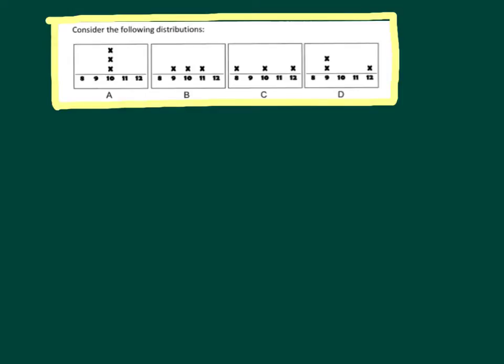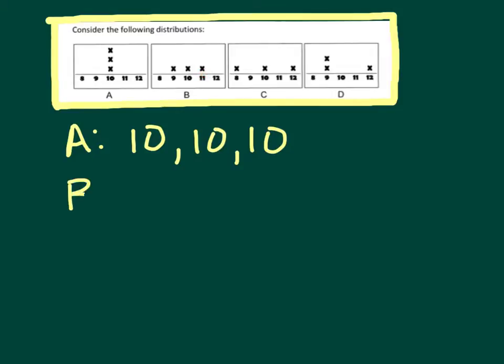So if we take a look, the first data set is pretty boring. All the data values are 10, and there's 1, 2, 3 of them. So if I were to write out data set A, I would write it as 10, 10, 10. For data set B, there's one value that's a 9, one value that's a 10, and one value that's an 11. So to write data set B out, it would be 9, 10, 11.